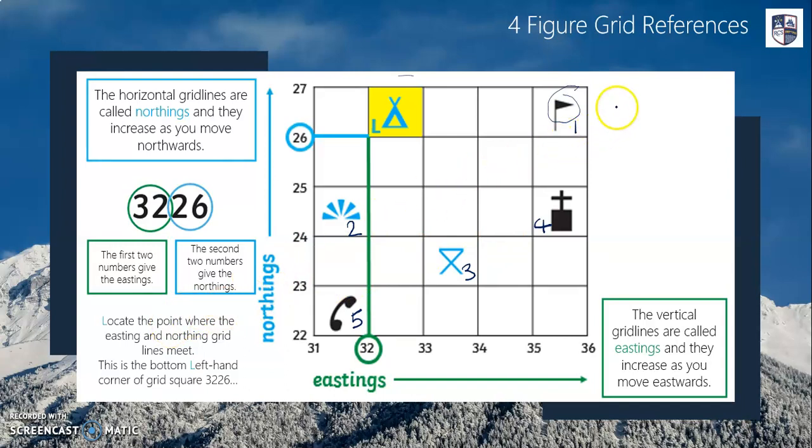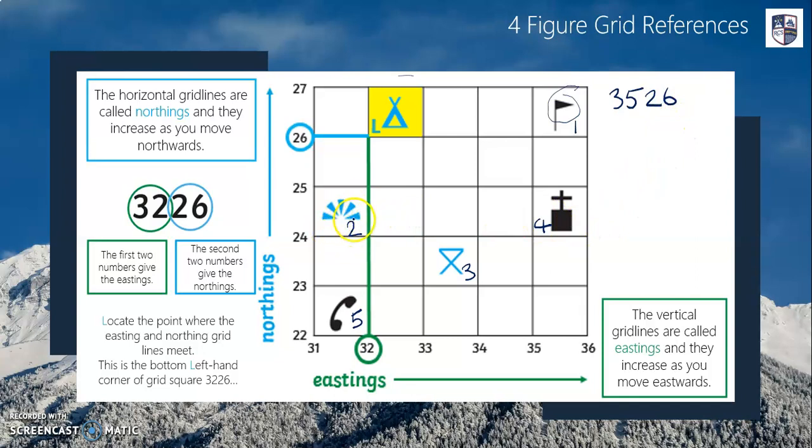Okay, welcome back. Hopefully you've got your four-figure grid references for each of these sites. If we look at number 1, this is our golf course. We go along the corridor and get to our first line here, which is 35. So the first part is 35, and then we go up the stairs to this line here, and that is 26. So the golf course is at 3526.